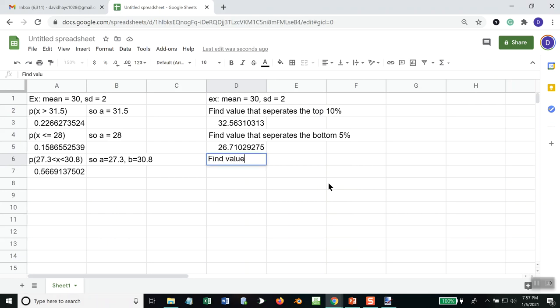And one last one of that. Find values that separate the middle 90%.